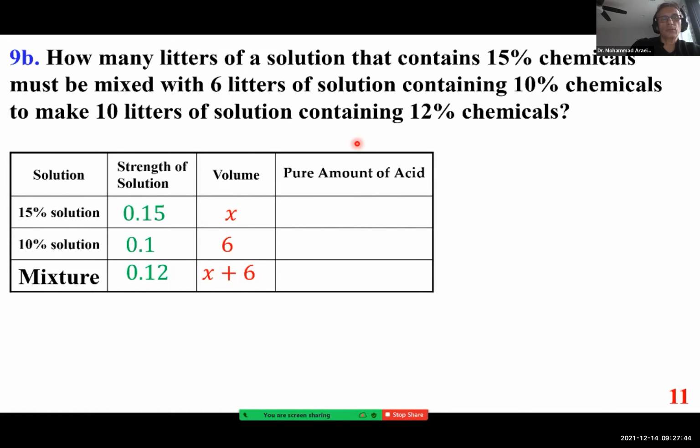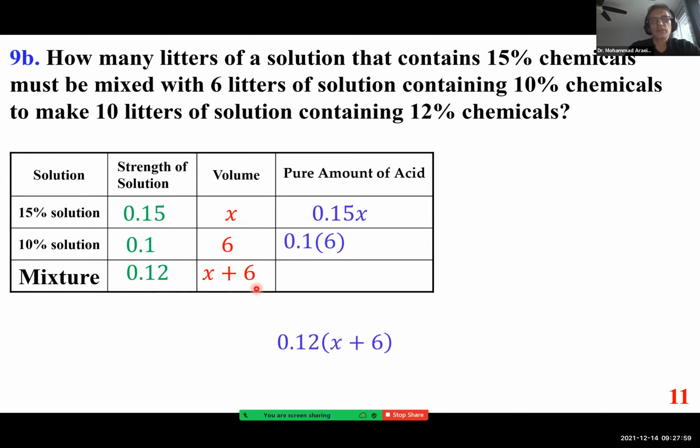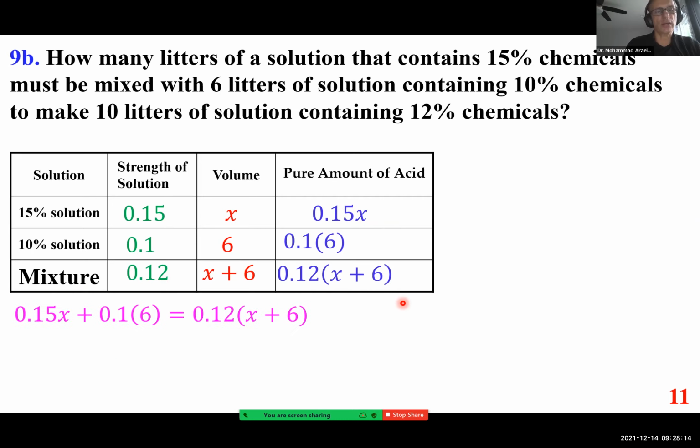Same thing, the last column is the product of these two columns as before, because the pure or the actual amount of acid, that's how you calculate it. So 0.15x, 0.1 times 6, and 0.12 times x plus 6. And this really works out that the sum of the first two must be the last one, because the actual amount of acid you can't change when you add them up, must be what you find in the mixture as well. And it's just a matter of solving a simple equation involving decimals.